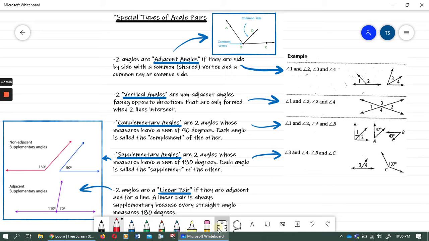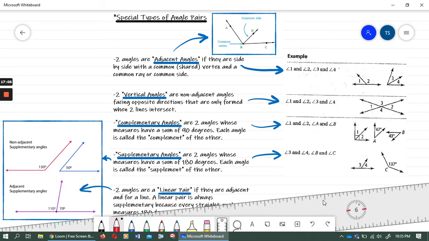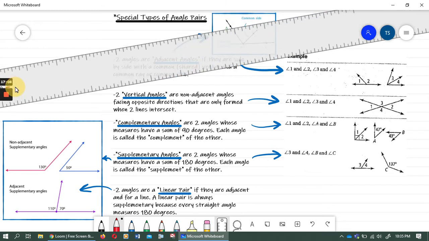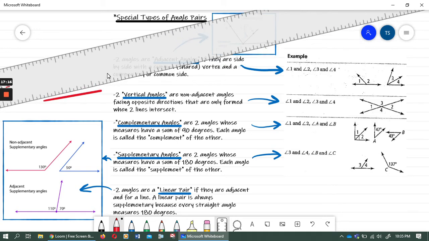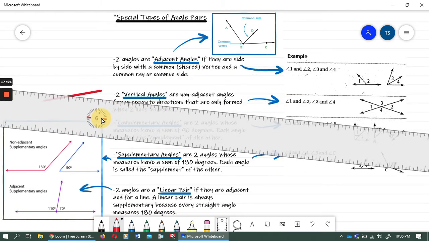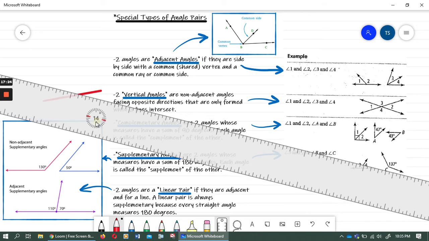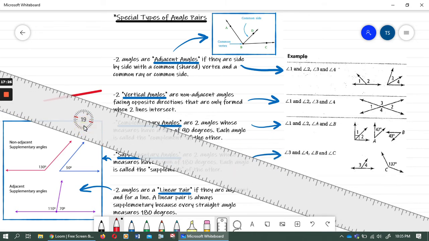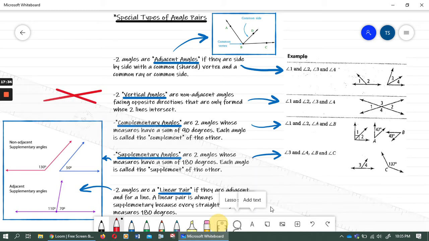I'm trying to show you, even though they have a little diagram over here, let me just show you something right here real quick. Let me put a line, and then let me put another line. So you've got 2 lines that intersect. Whenever you have 2 lines that intersect like that, you're always going to have vertical angles that exist, guys.